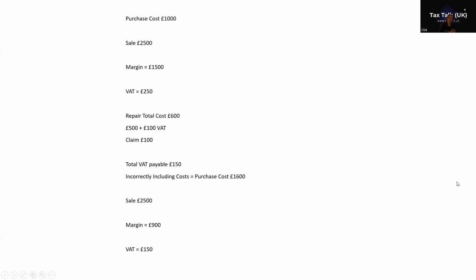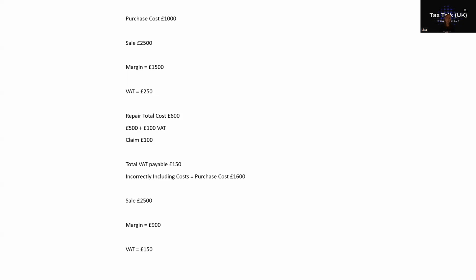Now let's look at what happens if we incorrectly include that £600 repair cost in our VAT margin calculation. So now we're still saying that the sale is £2,500 because that's what we sold it for, but now we're incorrectly using the purchase cost of £1,600 because we've taken the £1,000 actual purchase cost and incorrectly included the £600 repair cost.